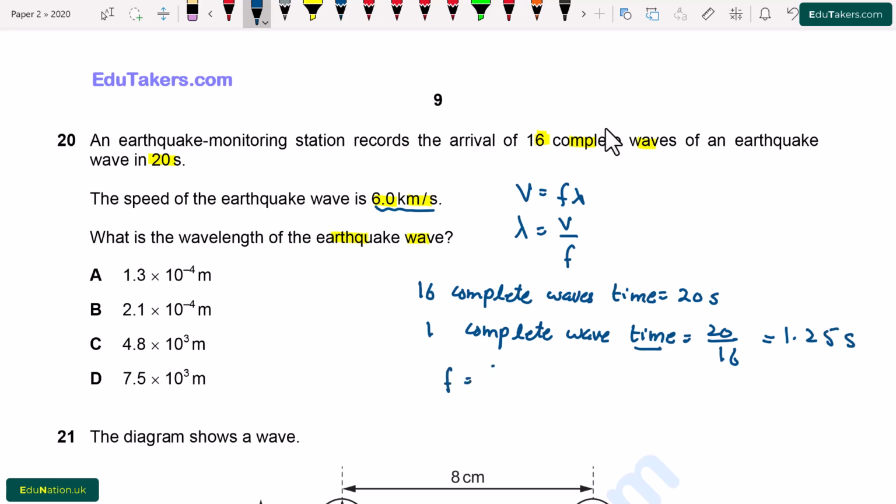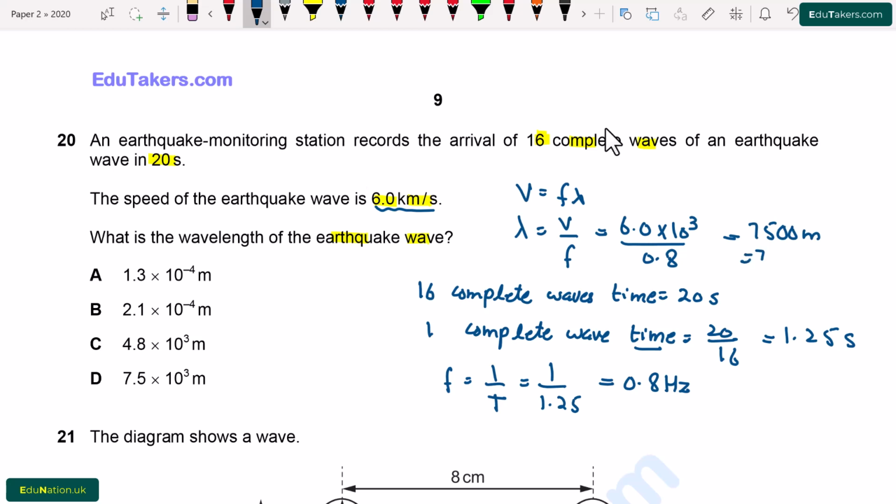f is equal to 1 over t. Frequency and time are reciprocal to each other. So it will be 1 over 1.25, which is equal to 0.8. Unit is hertz. Now I put values here. v is 6.0 times 10 to the power 3, because of the kilo, and frequency is 0.8. So wavelength will be equal to 7500 meters. It will be 7.5 times 10 to the power 3 meters. So from here option D is correct.